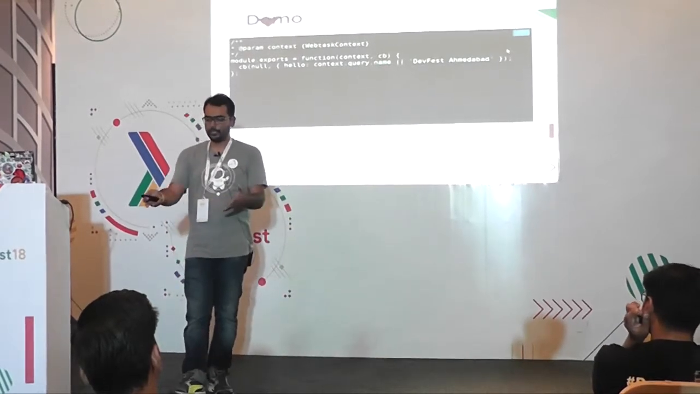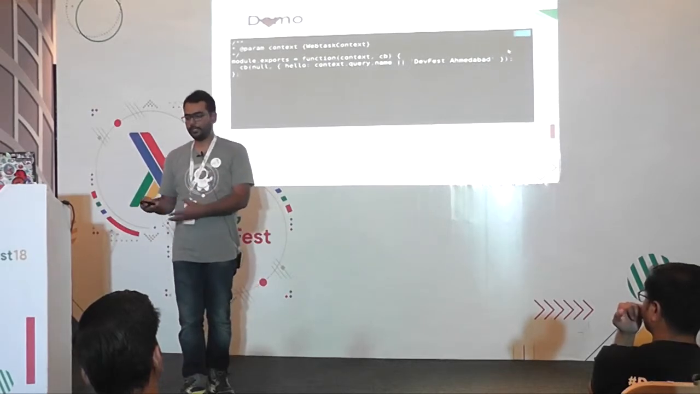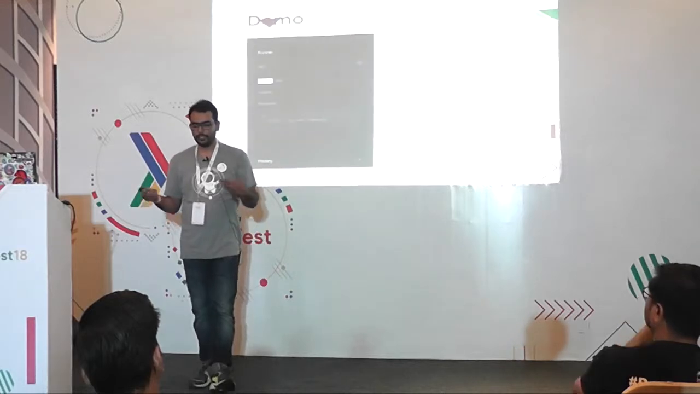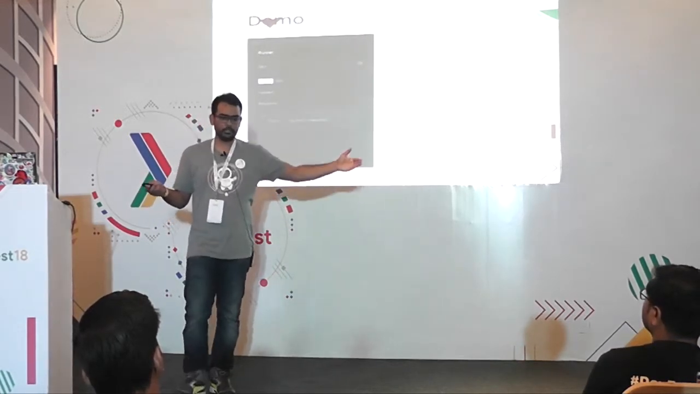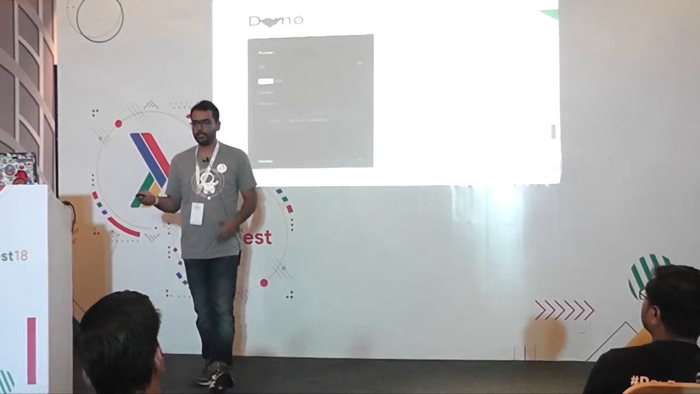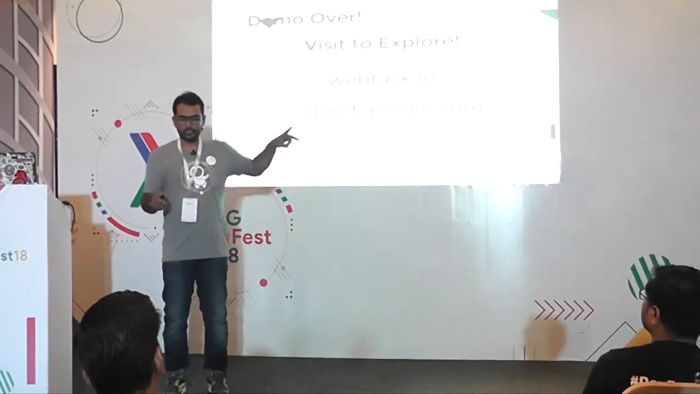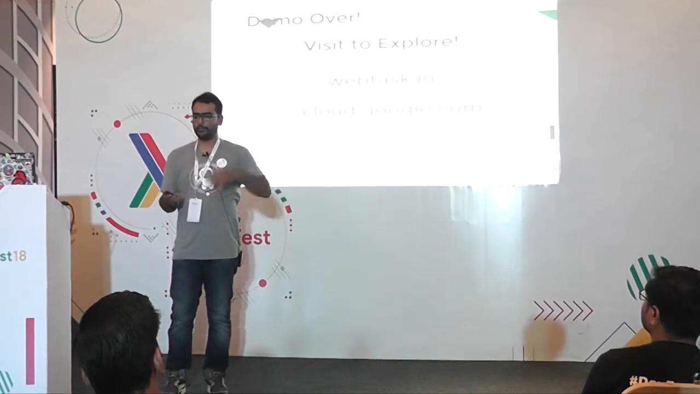So here again, the context query name is hello, and the output is going to be DevFest Ahmedabad. So this is a function. When you run it, they give you the same output, but Google is doing the same thing. They give you the endpoint as well to connect and get back the data. So these are the two options I love doing, exploring Google Cloud and the webtask part.